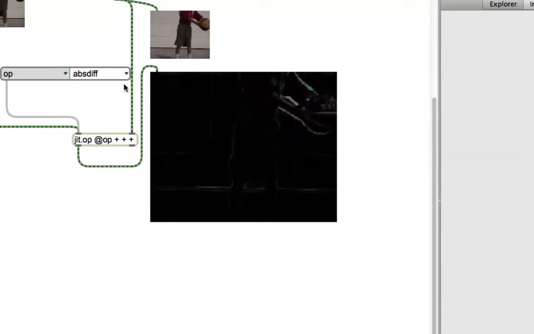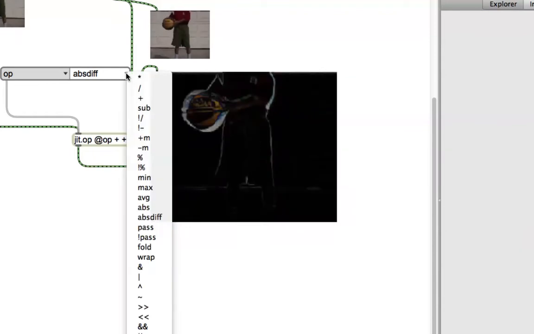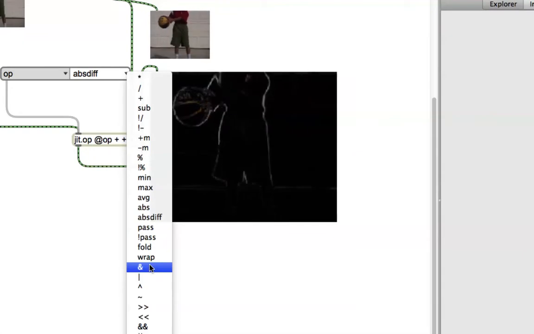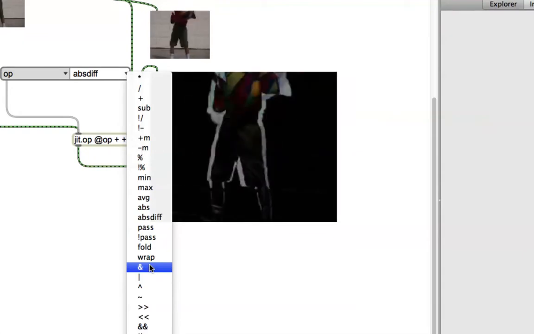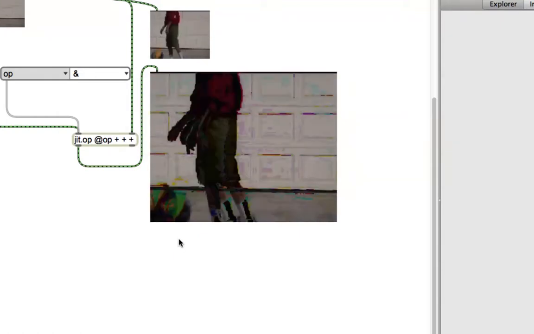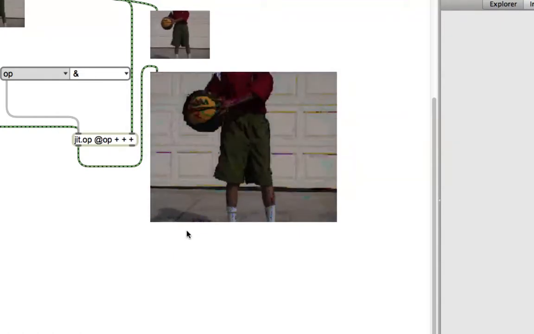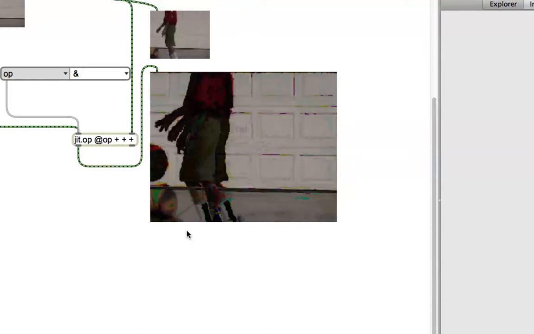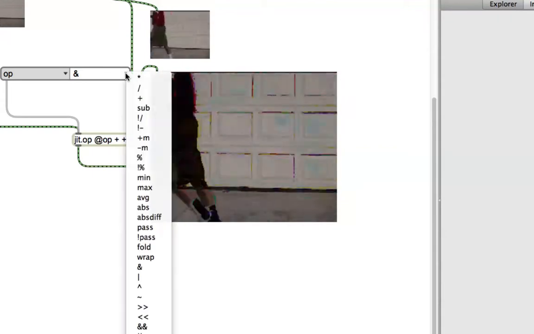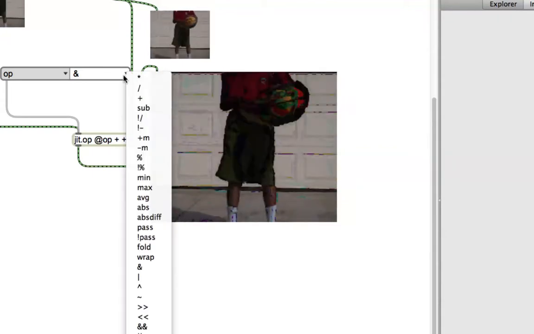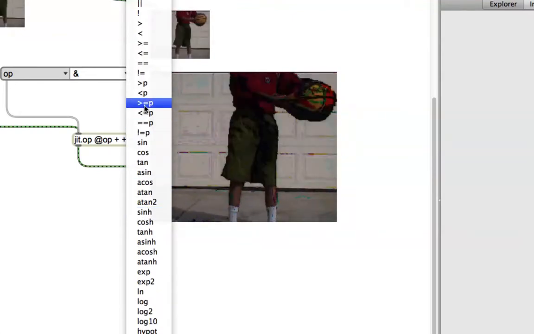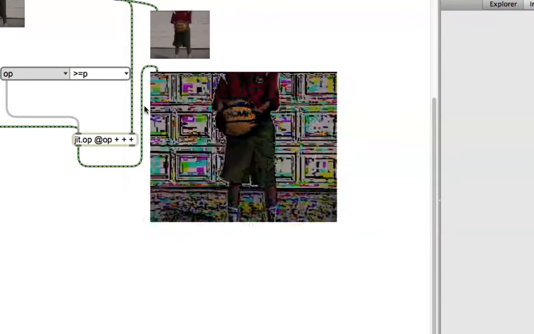The ones that I found was, believe it or not, modulo also has a nice effect using the at op object with video delay. Oh, isn't that nice? Look at that. I love it. Okay, and what else? Greater than P. I don't even know what that is, but I know that I like it. Woo!